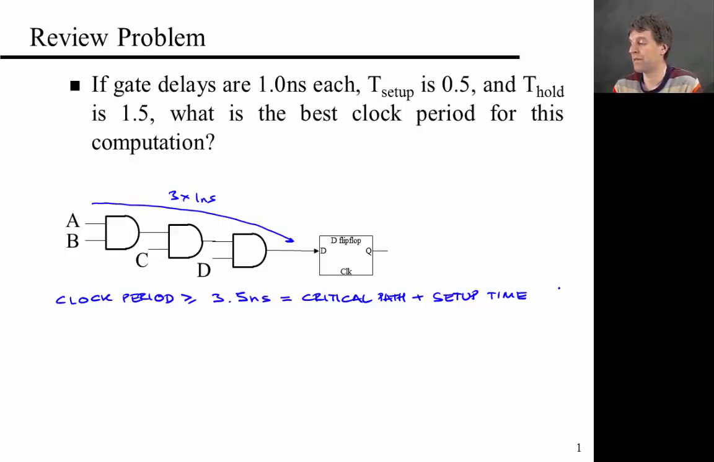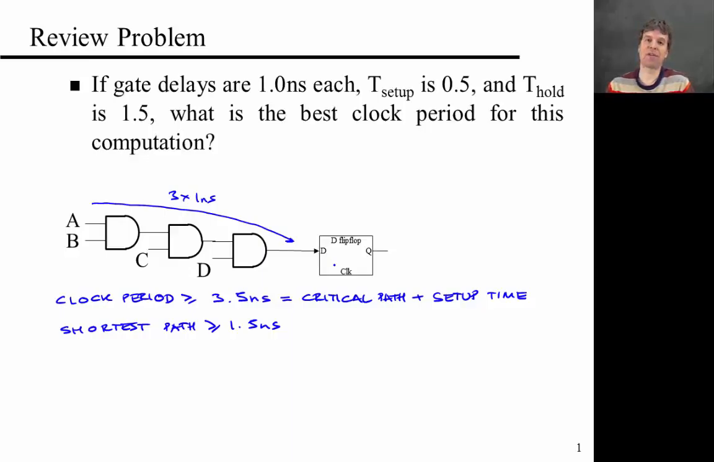time. Remember that the hold time, which here is 1.5 nanoseconds, does not really add to the critical path. It basically puts a constraint on the shortest path in the system, or the shortest path from one flip-flop to another in the system. So it basically says that the shortest path has to be longer than 1.5 nanoseconds.